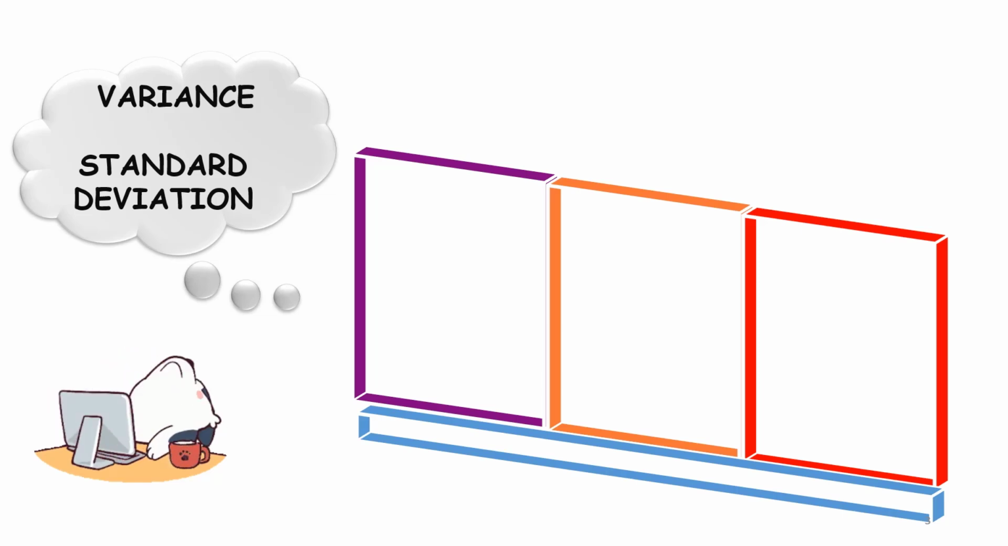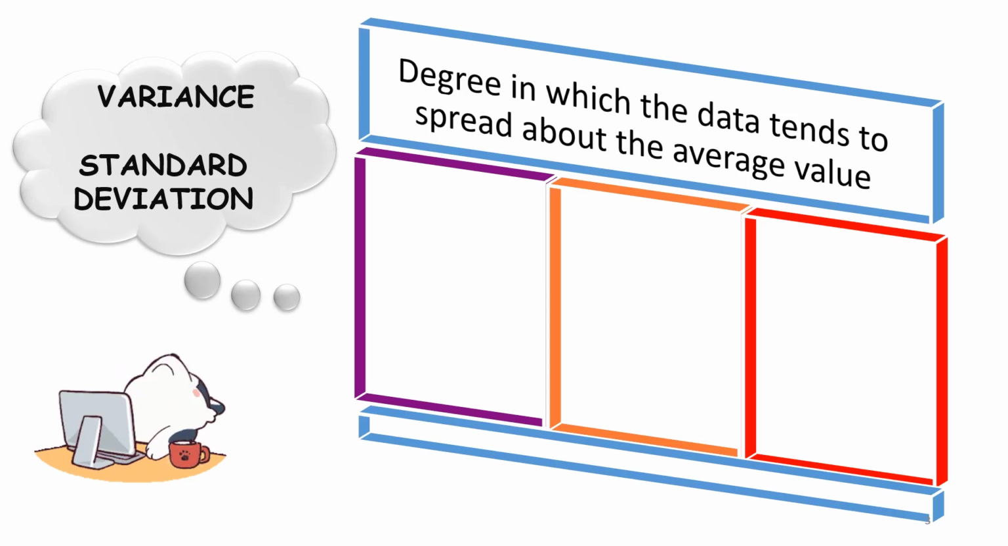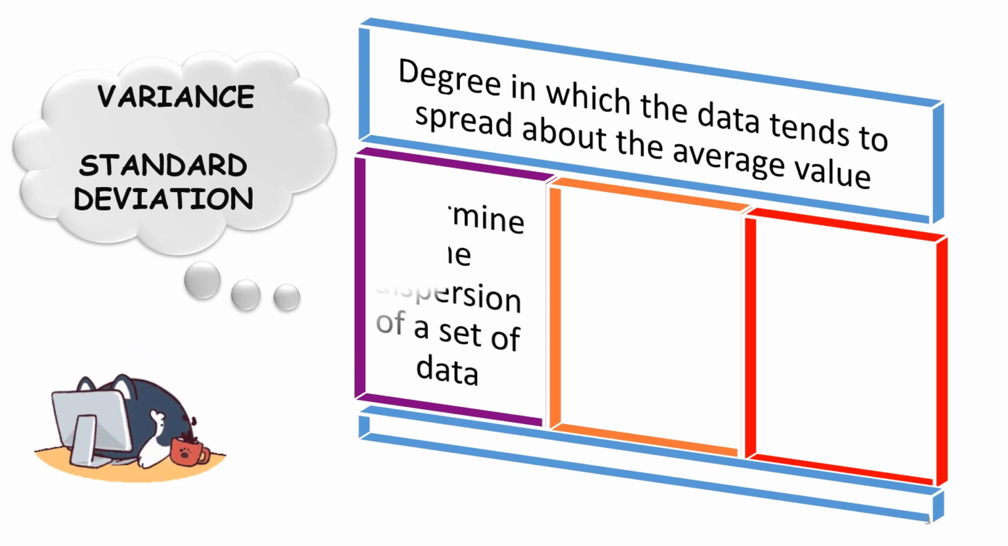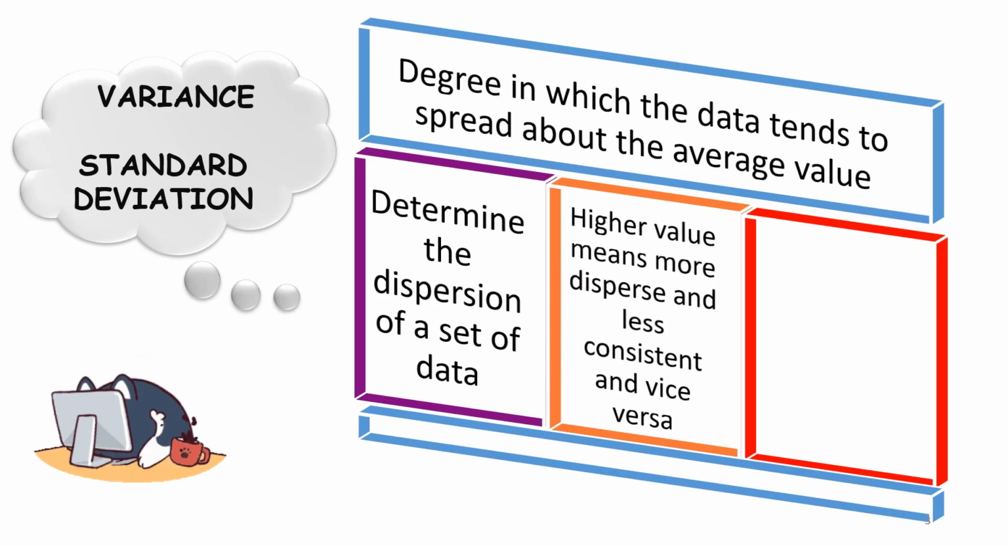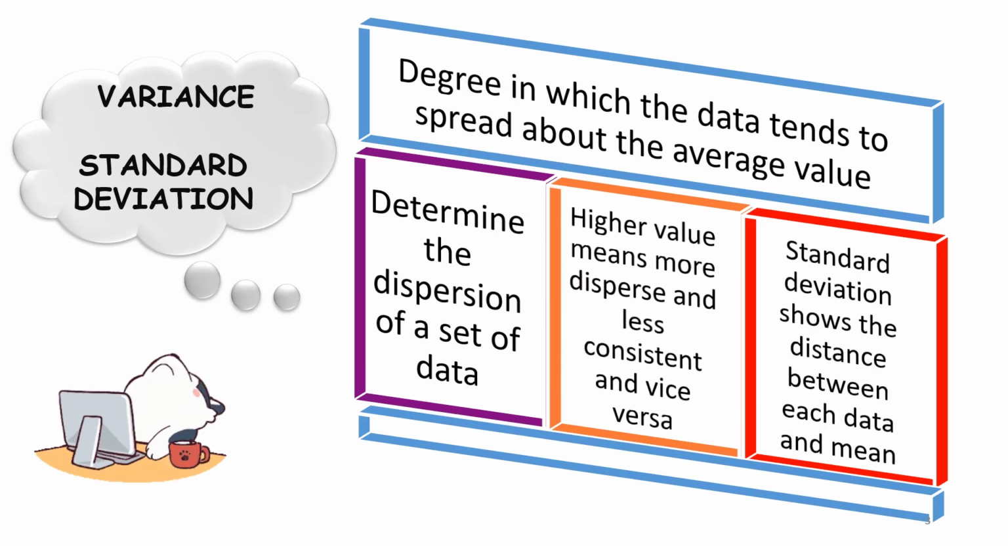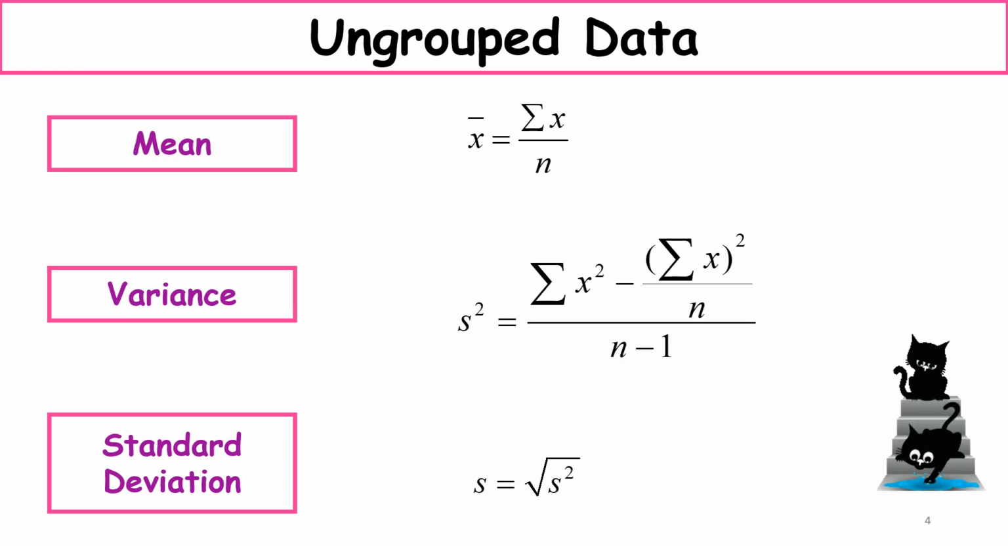Variance and standard deviation can be defined as a measurement of how far each number in a data set is from the mean. It is used to determine the dispersion of a set of data. A higher value of standard deviation means the data is more dispersed and less consistent. A lower value of standard deviation means the data is less dispersed and more consistent. This slide shows the formula of variance and standard deviation of ungrouped data.